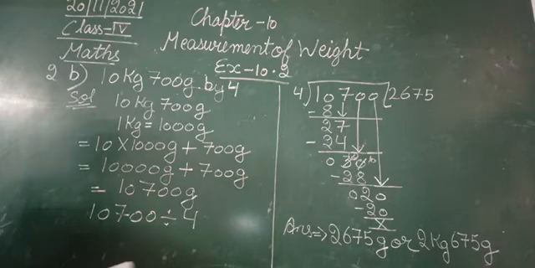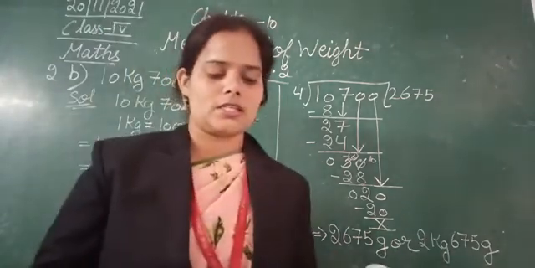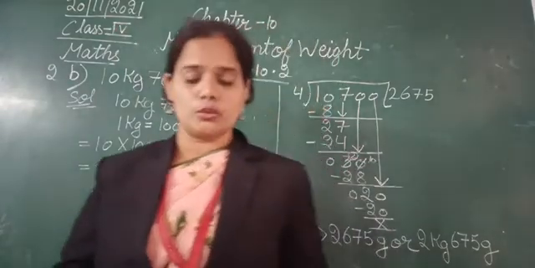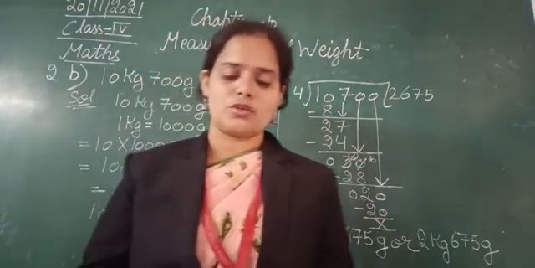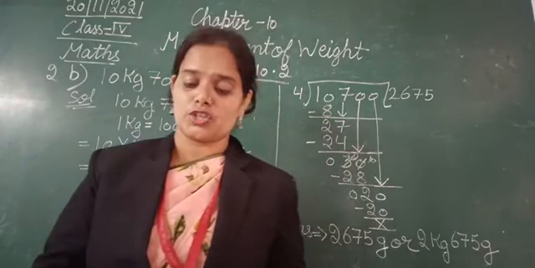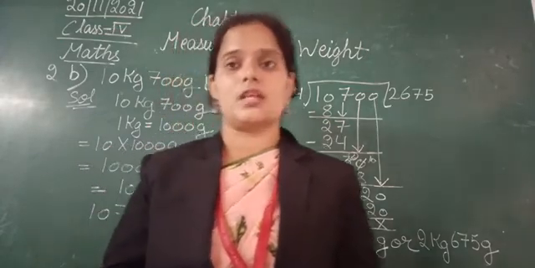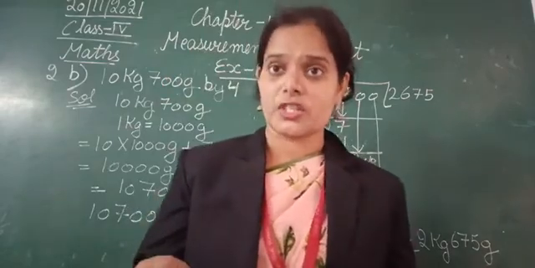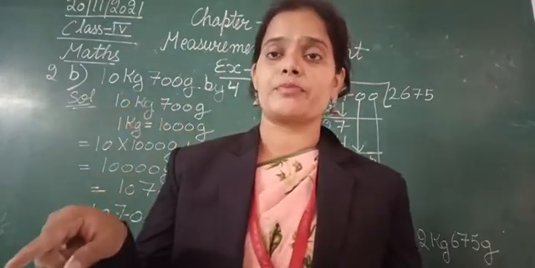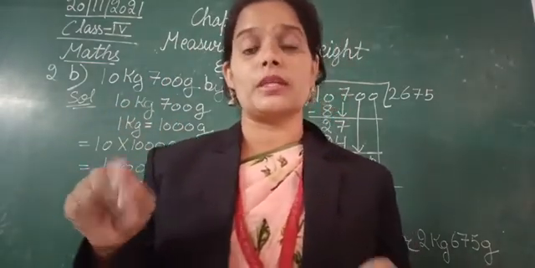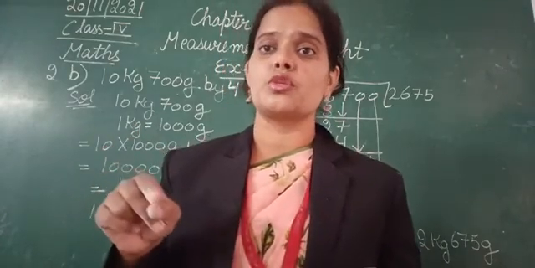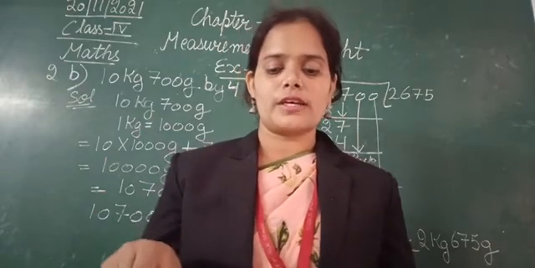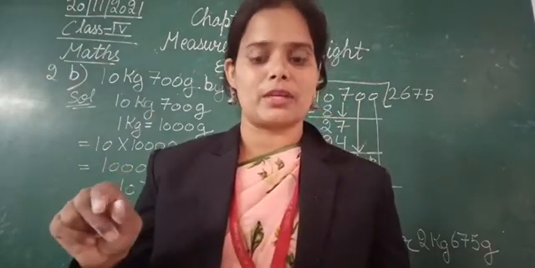Okay, similarly the C and the D part. In the C part we have to divide 41 kg 80 gram by 2, and in the D part we need to divide 48 kg 220 gram by 7. So in those two parts as well, first of all you are going to do the conversion and then we have to divide. So the C and the D part of question number 2 you are going to do by yourself. This is your homework.